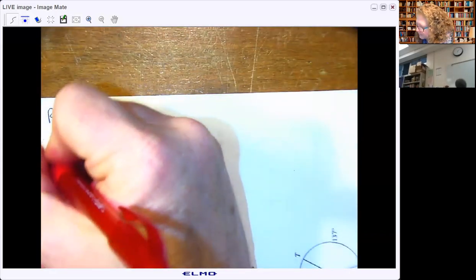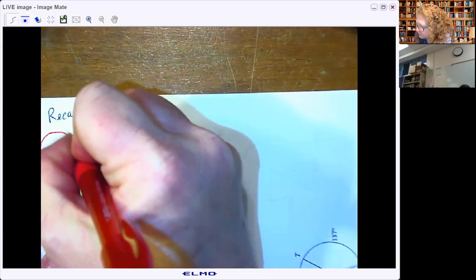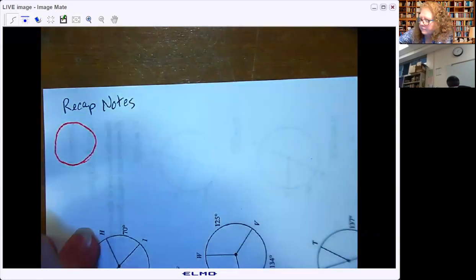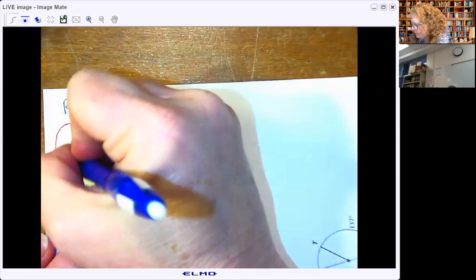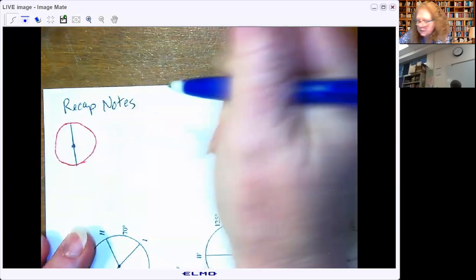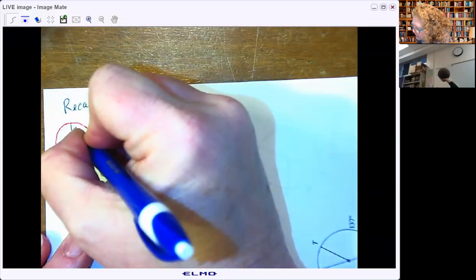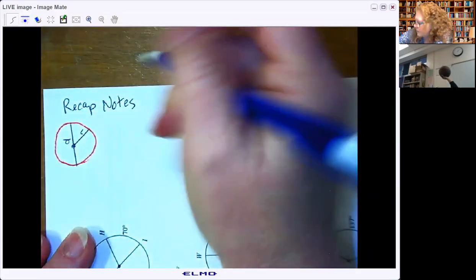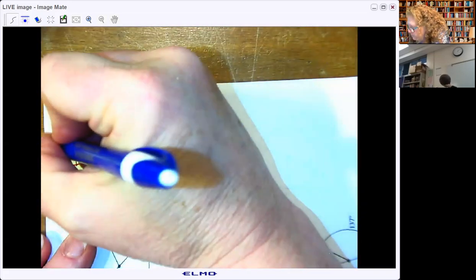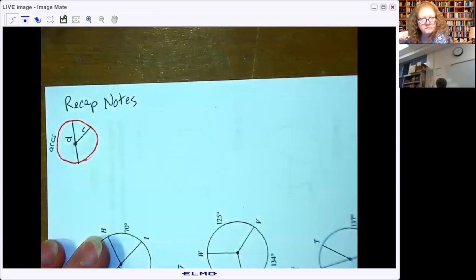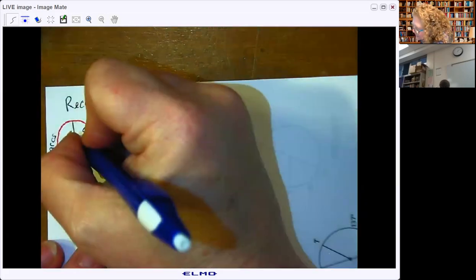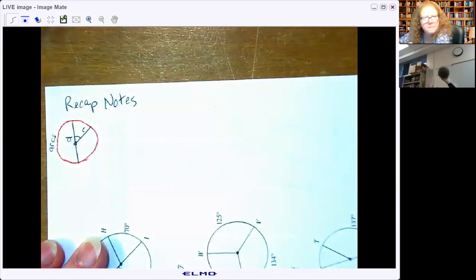If you want to draw a really nice circle, like on your homework and stuff, you can always use a quarter or a nickel. So here's a circle. We have lines that can go through it. Like here's a diameter, because this is a D for diameter. This is an R for radius. The outside numbers are arcs, and the inside numbers are angles.